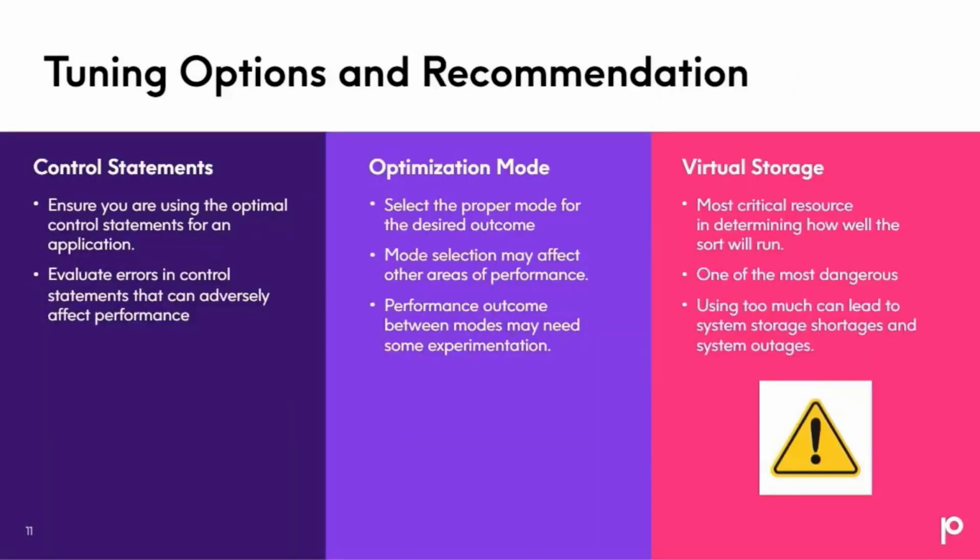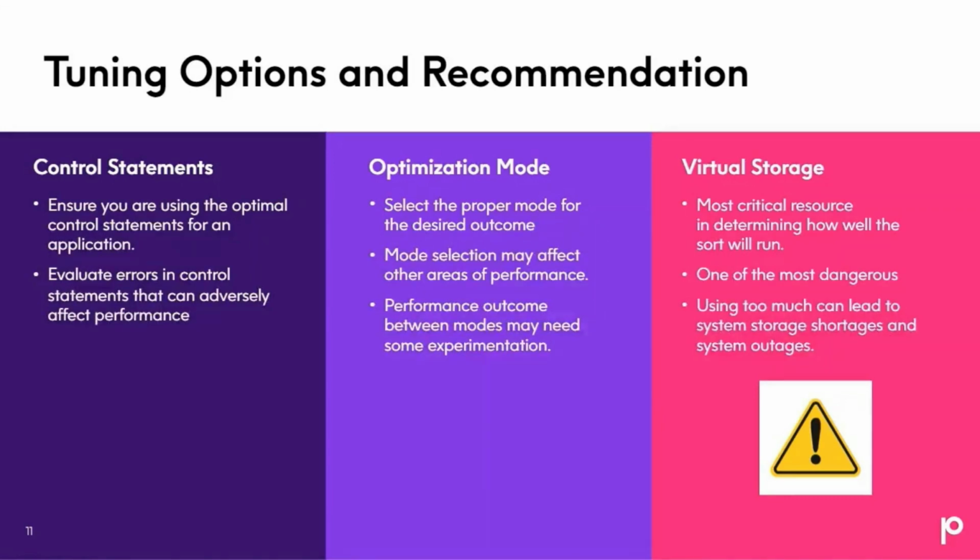So the first step in tuning an individual sort is to ensure that you're using the optimal control statements for an application. Common errors in control statement specification that can adversely affect performance include things like using INREC when lengthening a record, or not using INREC when significant portions of the record could be eliminated. Using OUTREC when you're shortening a record, or using unnecessary sort fields, for instance, sorting on a social security number, which is already unique, and last name.